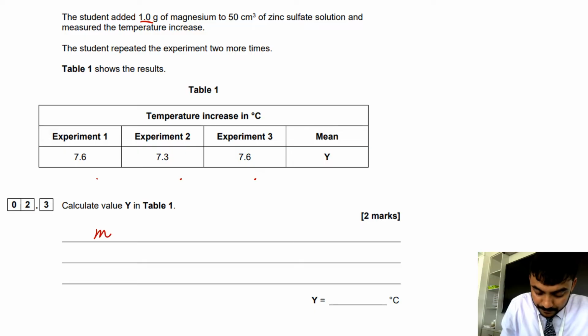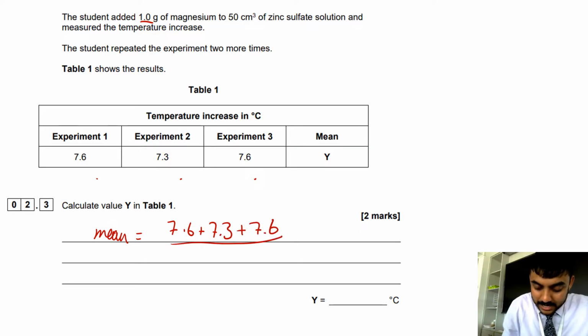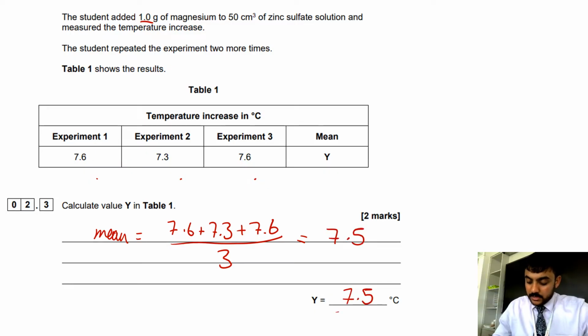So mean equals 7.6 plus 7.3 plus 7.6. You have to add all the 3 numbers up and then divide by how many numbers there are, which is 3 numbers. And when you do that, you get an answer of 7.5. Remember to write your answer on the answer line, which is here.